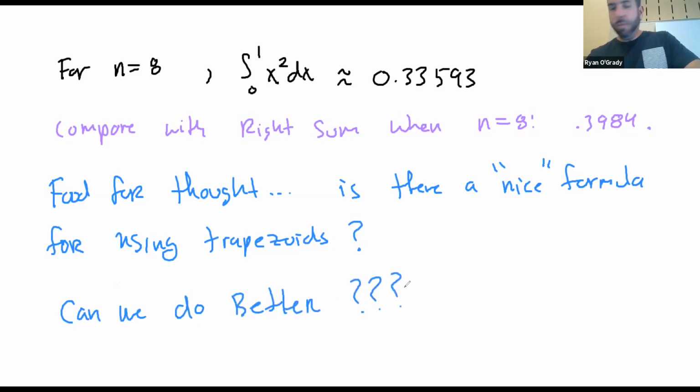We always want to do better. We want to be more efficient. And the question is, can we? Obviously, I wouldn't ask this if you couldn't. So we'll talk about this thing called the trapezoid rule, and then we'll also talk about a slightly more sophisticated algorithm called Simpson's rule.